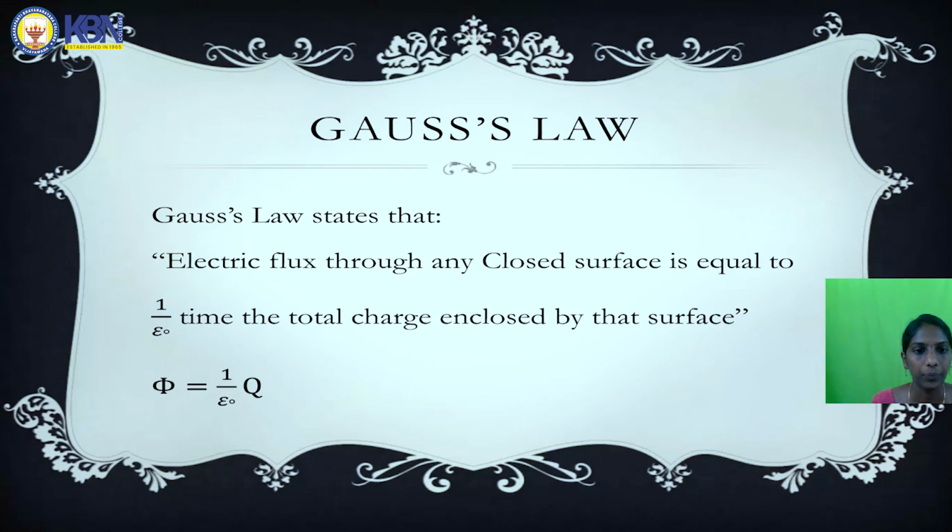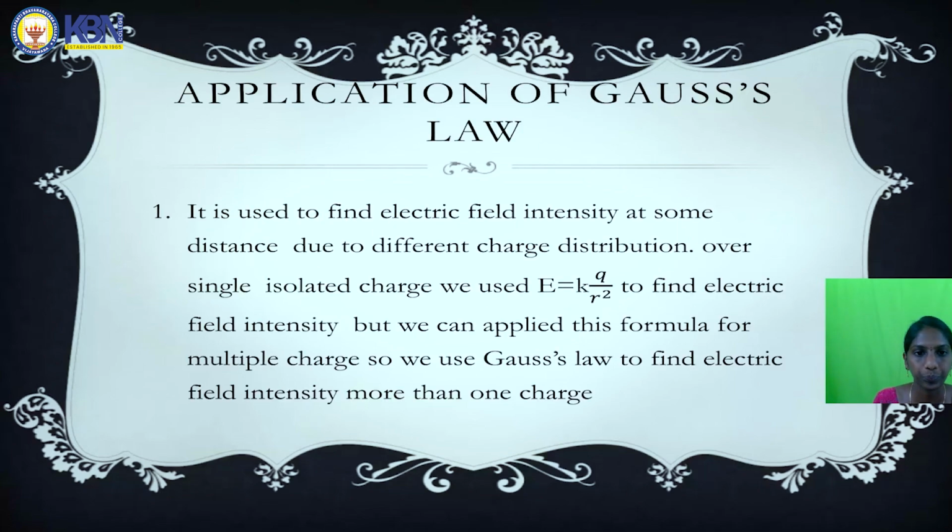Gauss law. Gauss law states that the electric flux through any closed surface is equal to 1 by epsilon naught times the total charge enclosed by that surface, that is φ equal to 1 by epsilon naught times q.